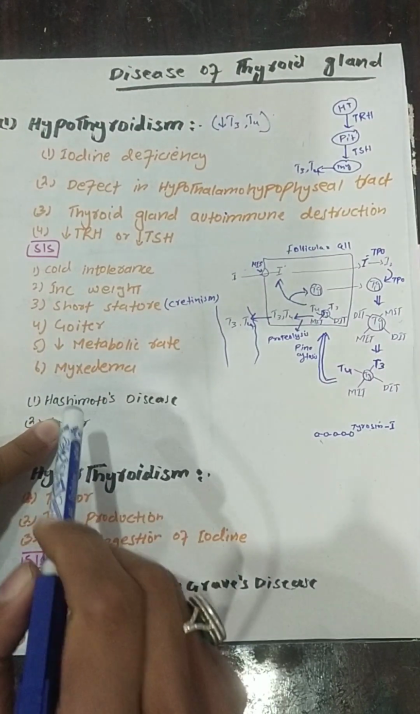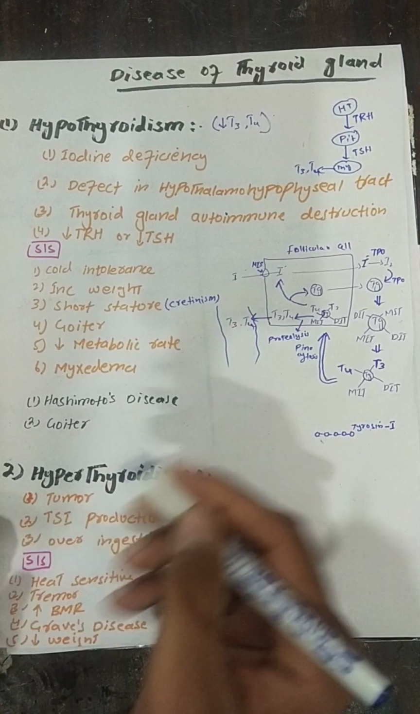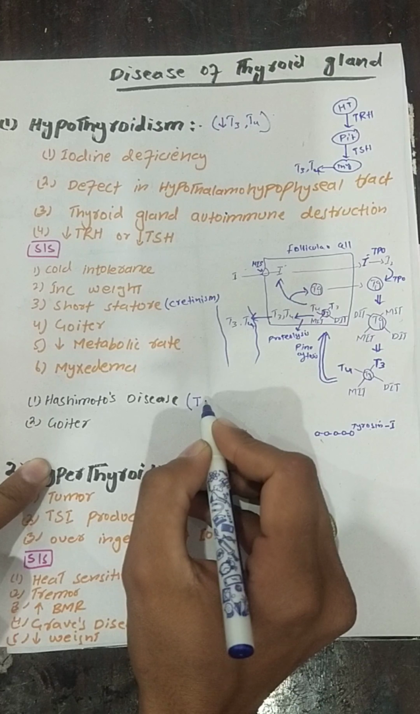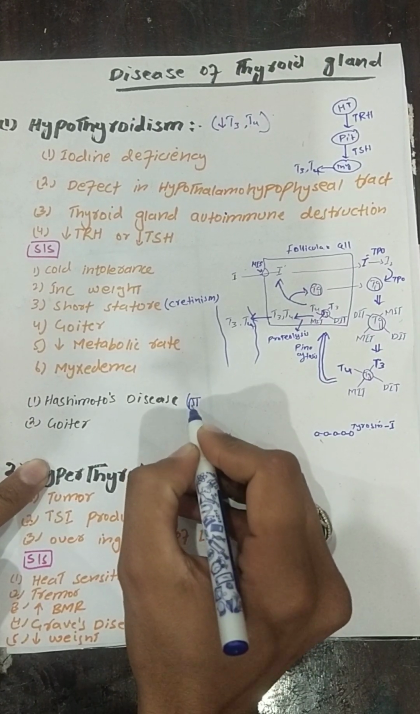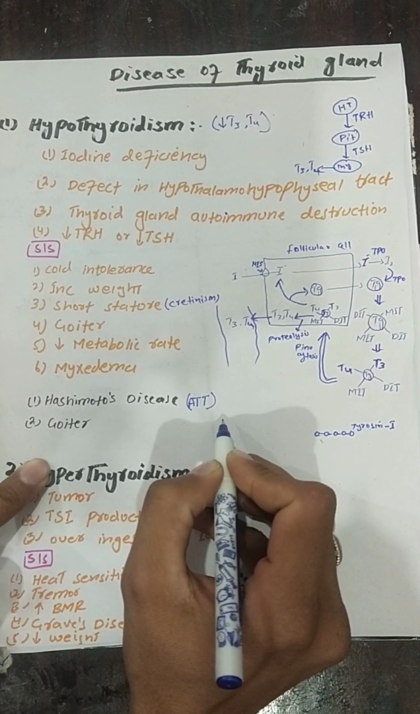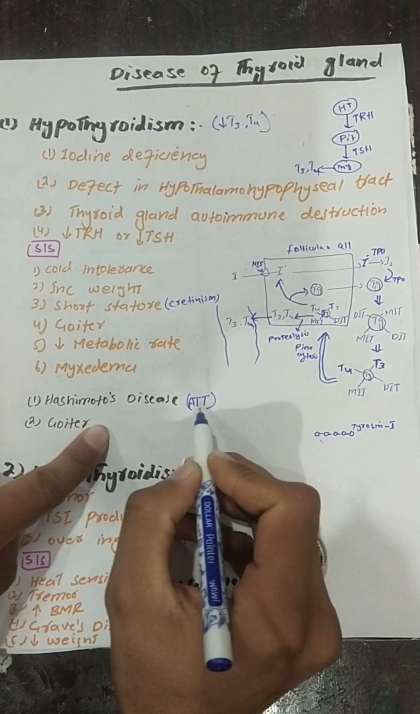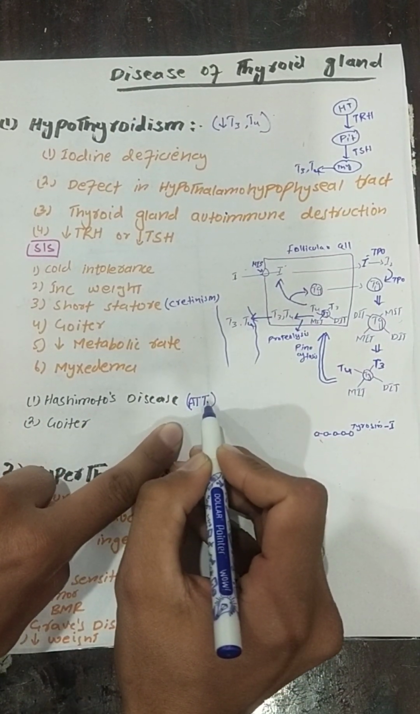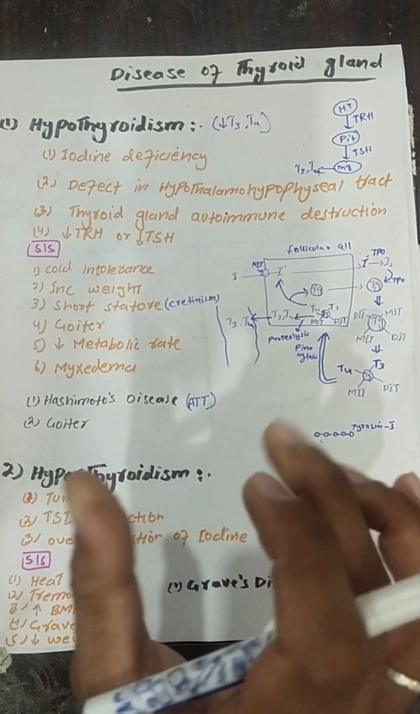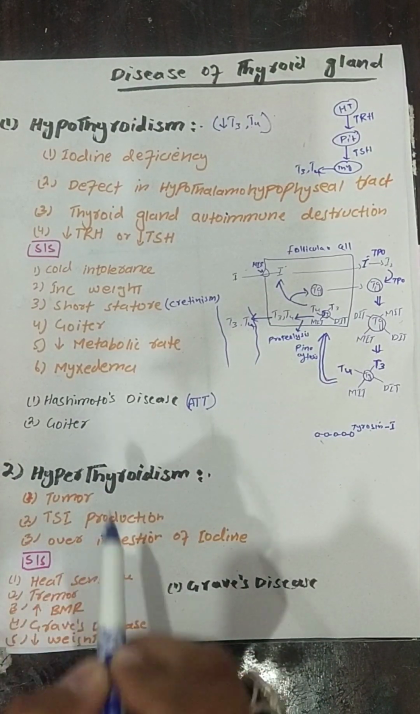So hypothyroidism, most famous disease, Hashimoto disease. What is Hashimoto disease? In this disease, there is a thyroid immunoglobulin, okay, anti-thyroid thyroglobulins are produced, which are the autoimmune response. These anti-thyroid thyroglobulins are the antibodies which destroy the thyroid gland and lead to hypothyroidism in Hashimoto's disease, okay. Then we have goiter.